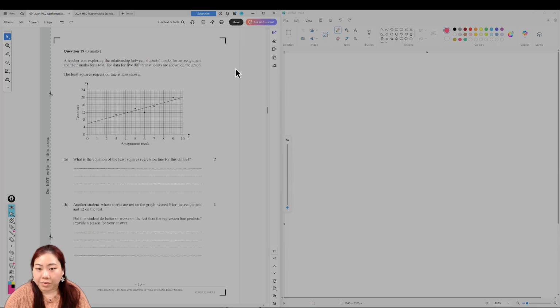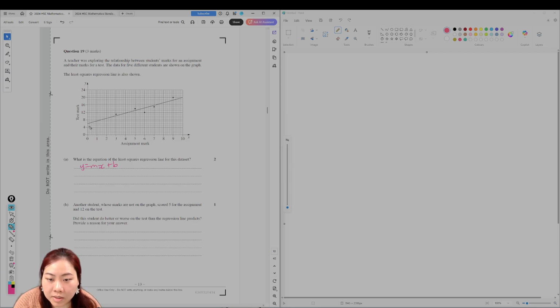Question 19, 3 marks. A teacher was exploring the relationship between students' marks for an assignment and their marks for a test. The data for 5 different students are shown on the graph. The least squares regression line is also shown. What is the equation of the least squares regression line for this data set? The equation of this line, as we had mentioned before, is y equals mx plus b, because it's a straight line. We need to get the gradient and we need to get the y-intercept.